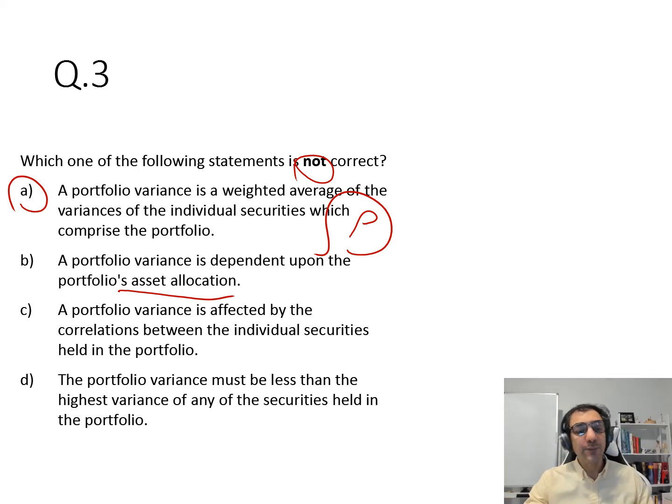And finally, D, the portfolio variance must be less than the highest variance of any of the securities held in the portfolio. So that's the whole logic of diversification, because you will have a portfolio which has lower variance, lower standard deviation than the standard deviation of the individual assets. So D is also the correct statement. So the only incorrect one, which is our answer here, should be A.